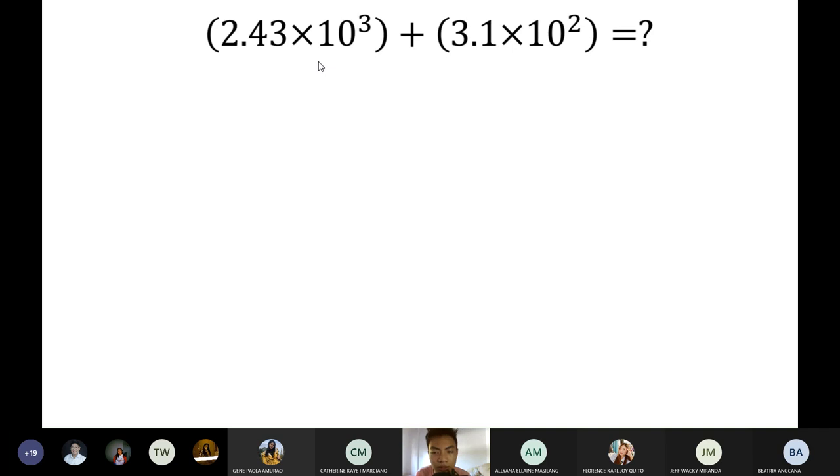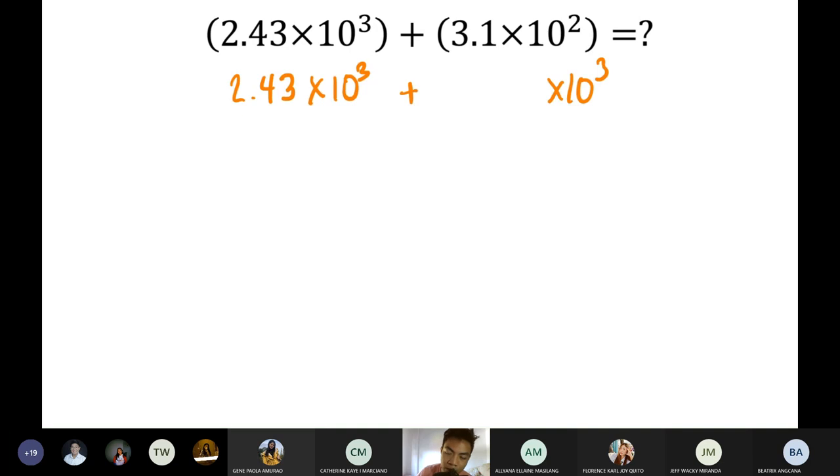Either to the left or to the right, okay? So suppose I want my exponent to be both times 10 raised to 3. So I'm going to rewrite the two original numbers into a scientific notation whose exponent is 3, okay? So for the first number, I am not going to do anything about this because its exponent is already 3. However, for the second number, for this number to be written in times 10 raised to 3, that means I have to move my decimal point one place to the left, okay?